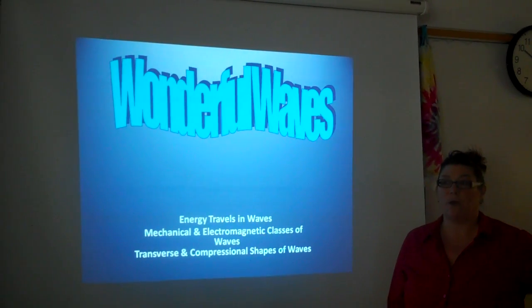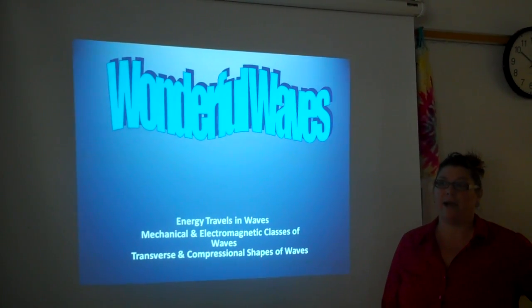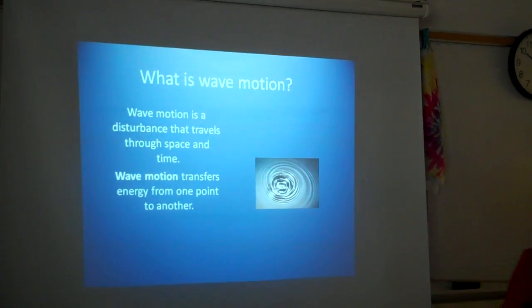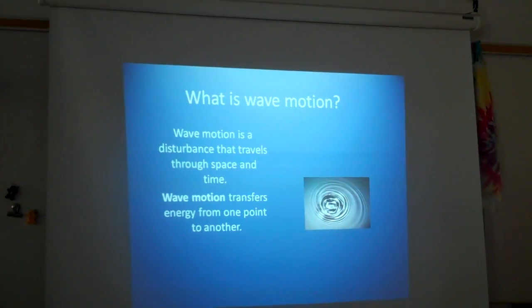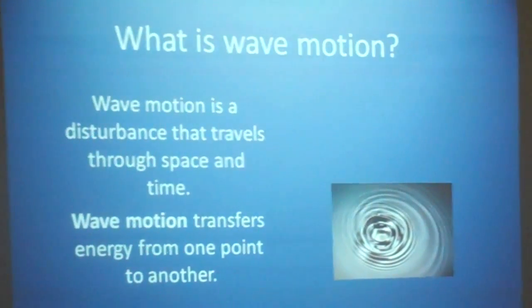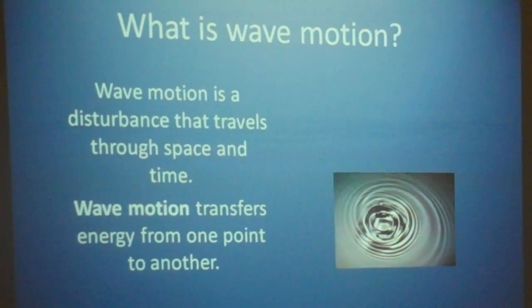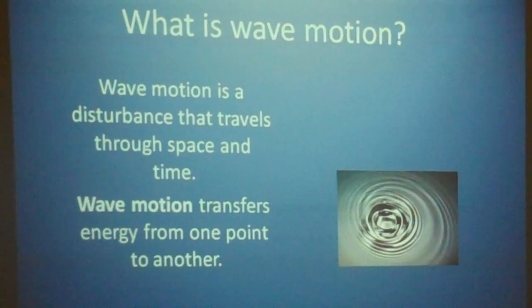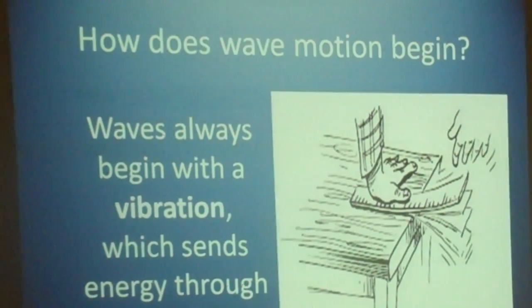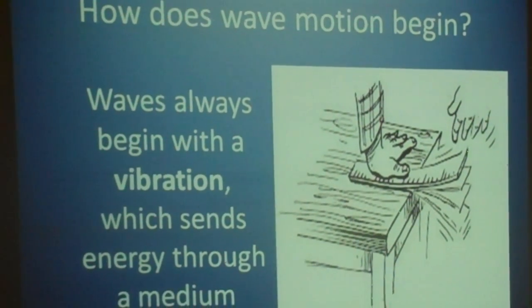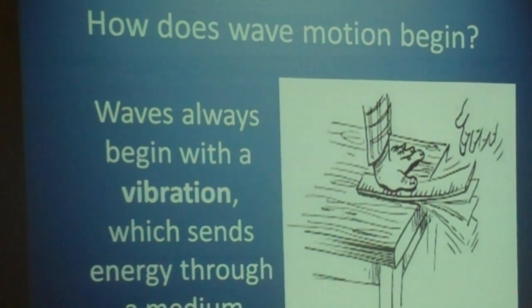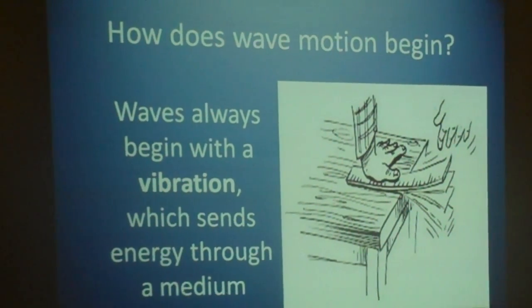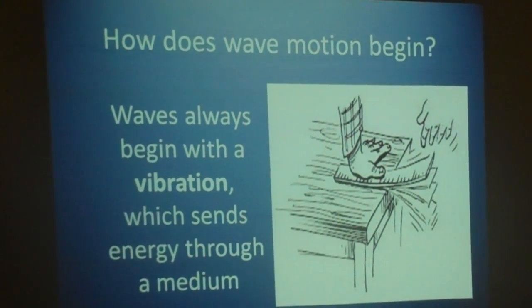Energy travels in waves. So now we're going to learn about how the energy moves through these different types of waves. Wave motion is a disturbance that travels through space and time. The wave motion is what transfers the energy from one point to another. Waves always begin with a vibration which sends energy through a medium. The medium is the object that the energy is traveling through.